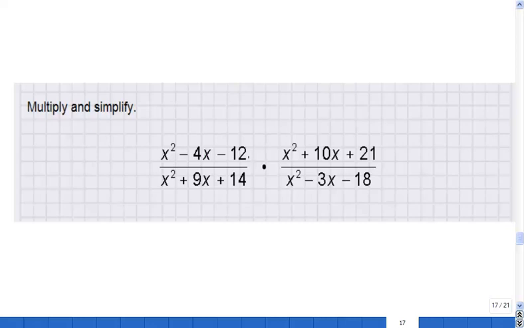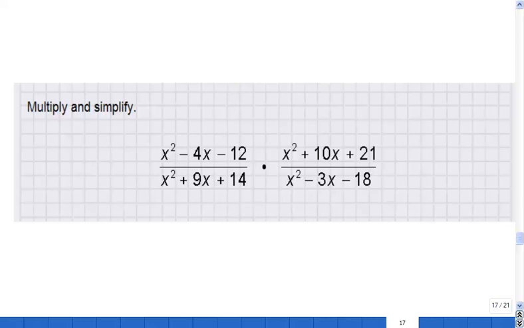Multiply and simplify. X squared minus 4x minus 12 over x squared plus 9x plus 14, everything multiplied by fraction line x squared plus 10x plus 21 over x squared minus 3x minus 18. And I'm getting tired just by reading the problem. What should we do? Okay.